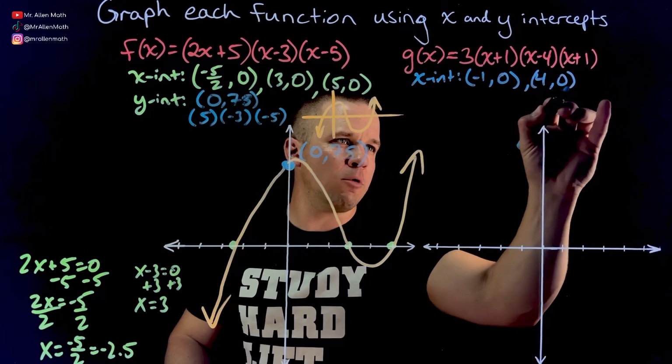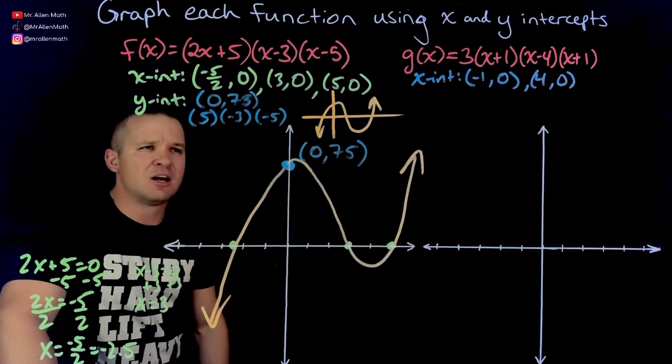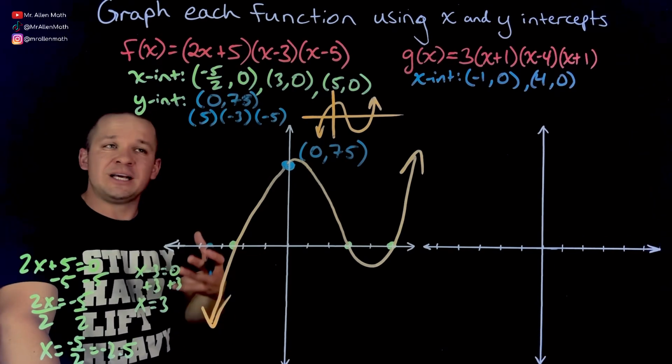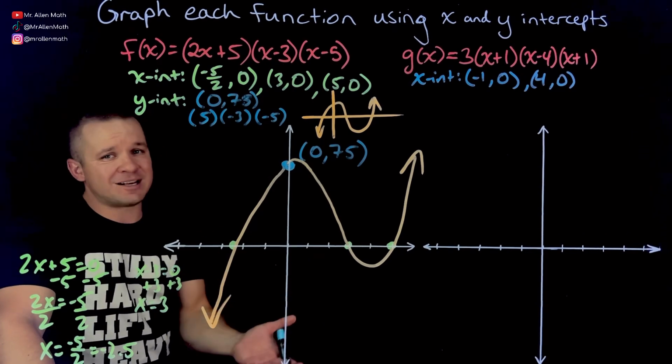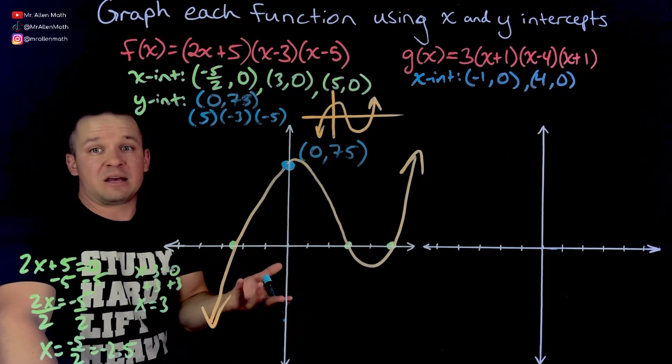And you may be like, whoa, what's that 3? Why did I skip over that 3? Well, that's a lead coefficient. There is no x that's attached to that 3. Therefore, it does not give us an x-intercept.